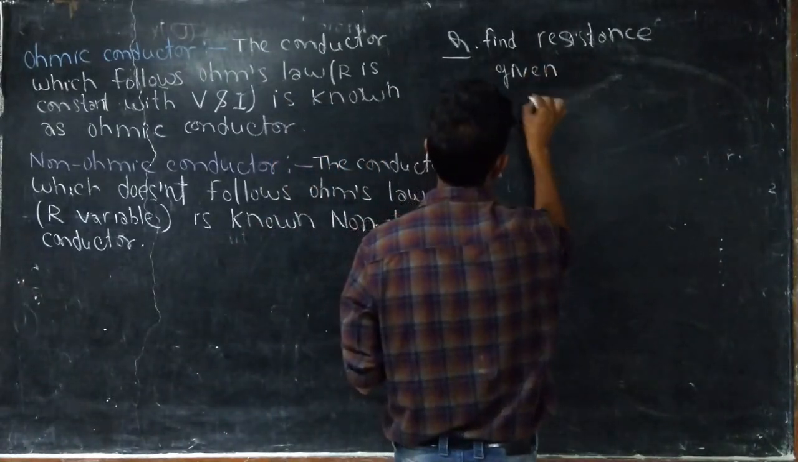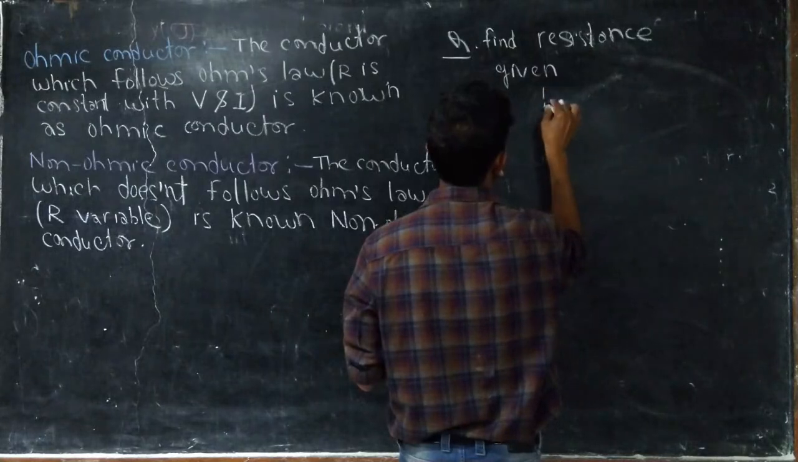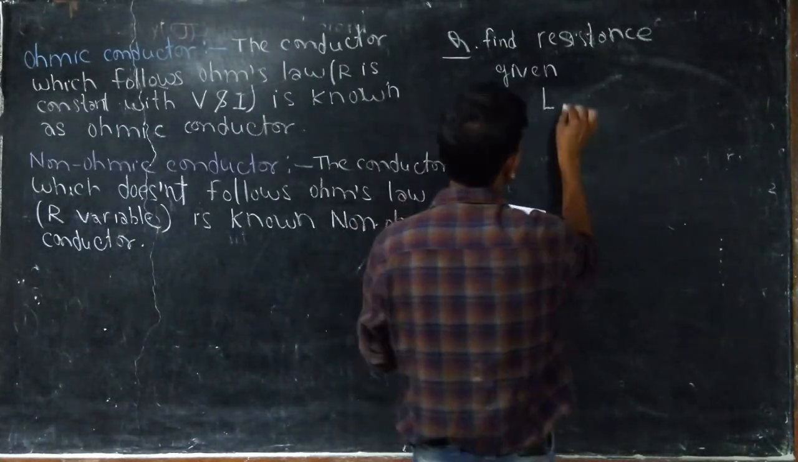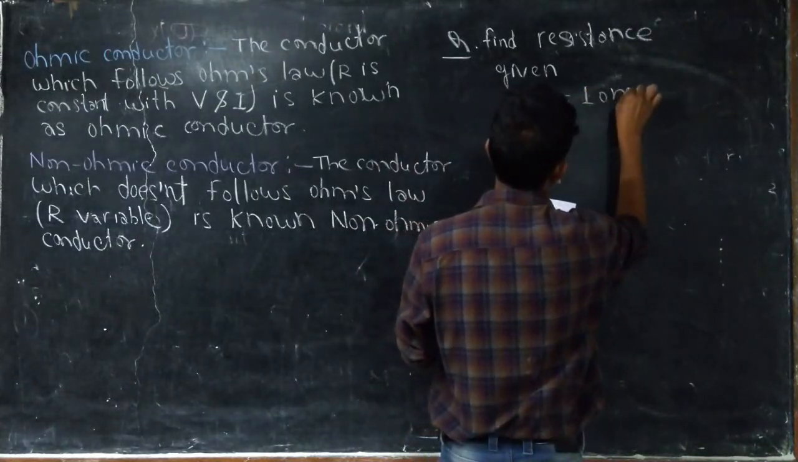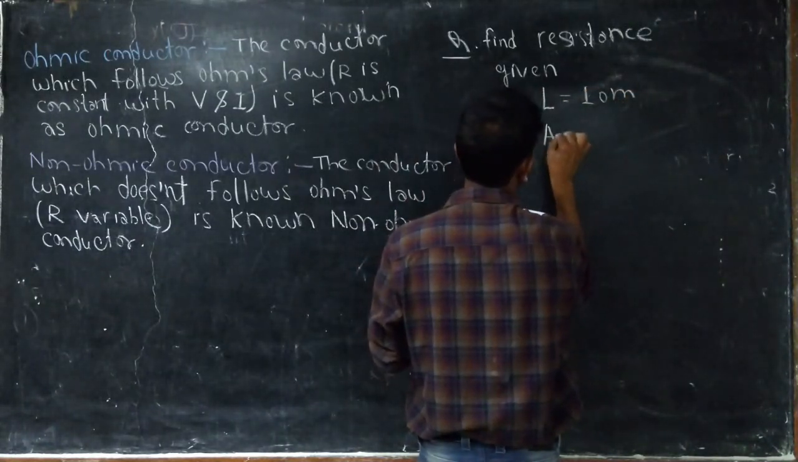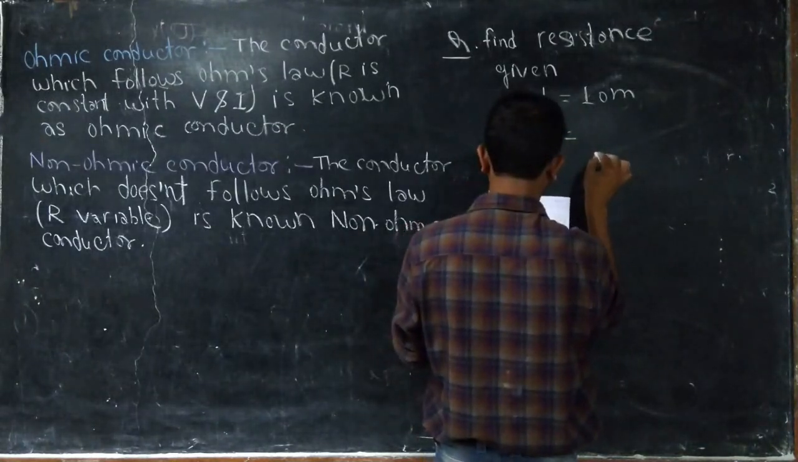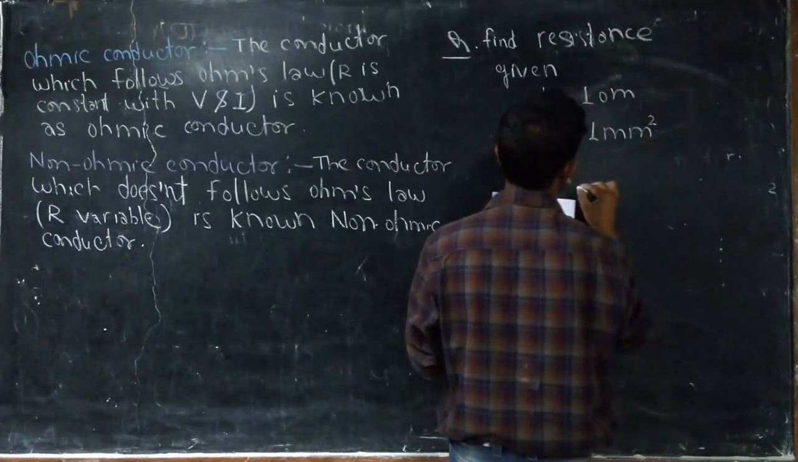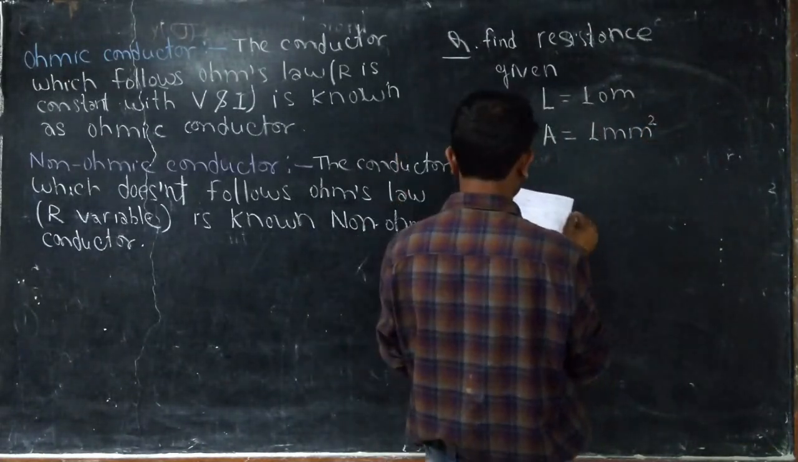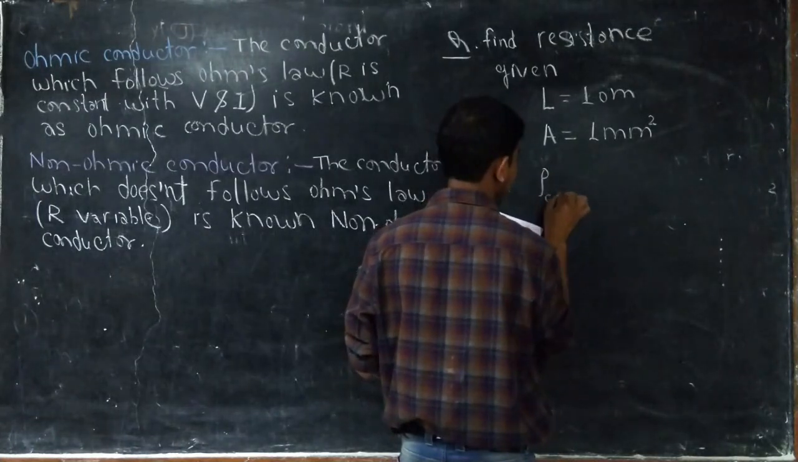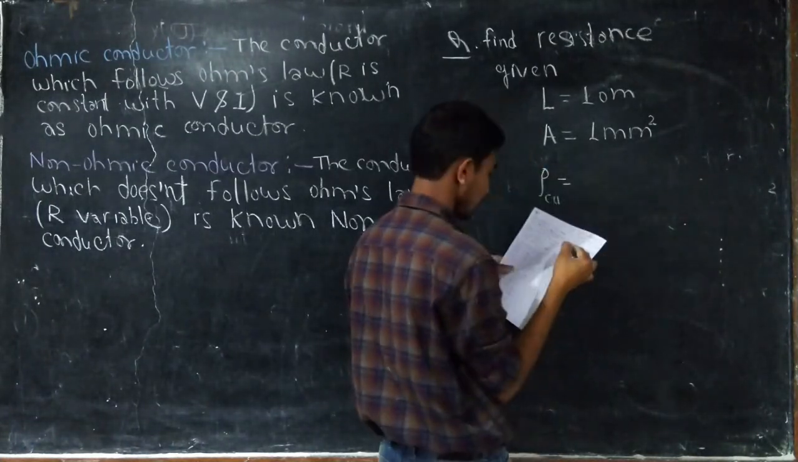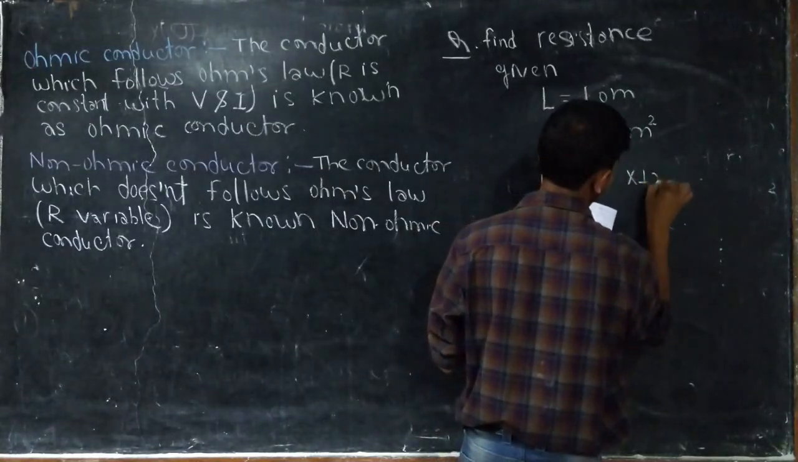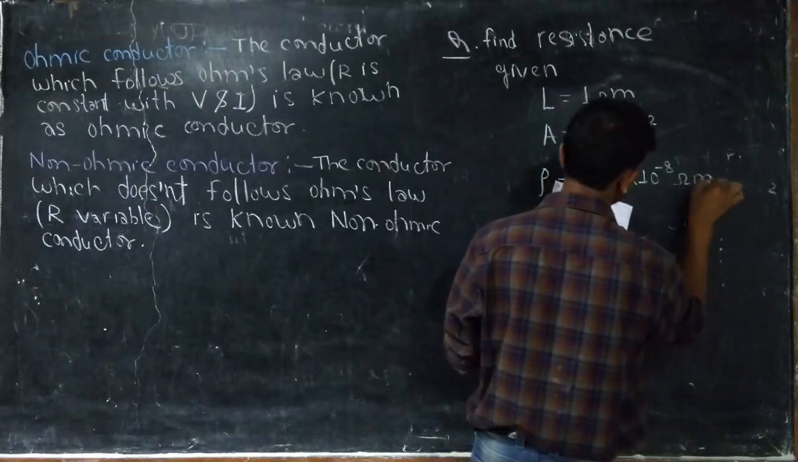Given: first, length is given. Length is 10 meter. Area is also given in the question. The area is 1 millimeter square. And resistivity is given. Resistivity of copper is 1.7 into 10 to the power minus 8 ohm meter.